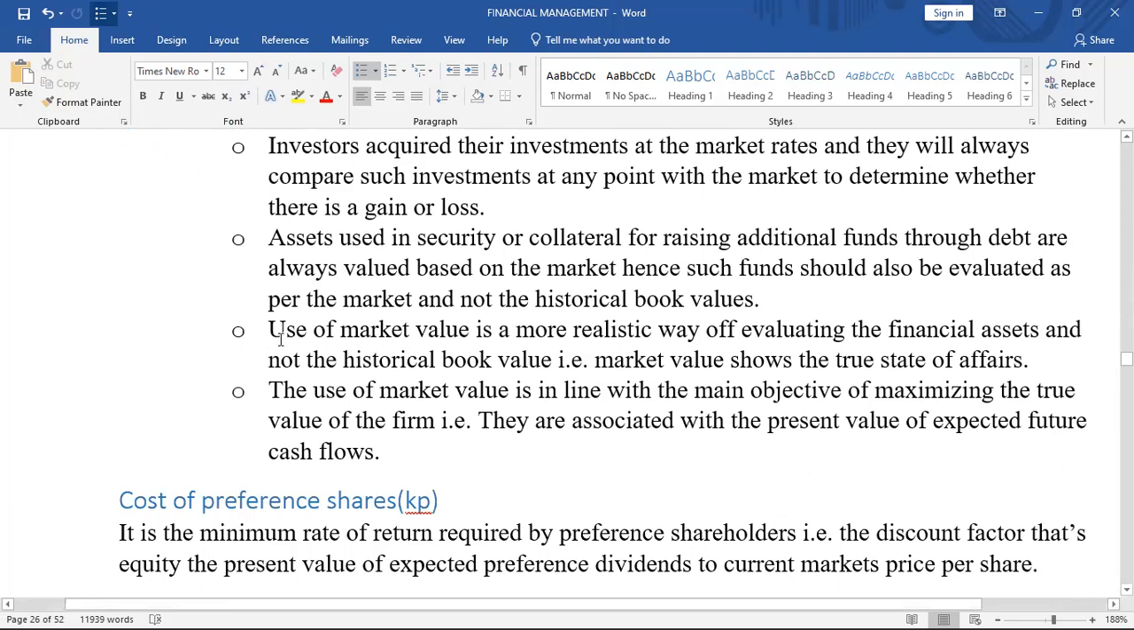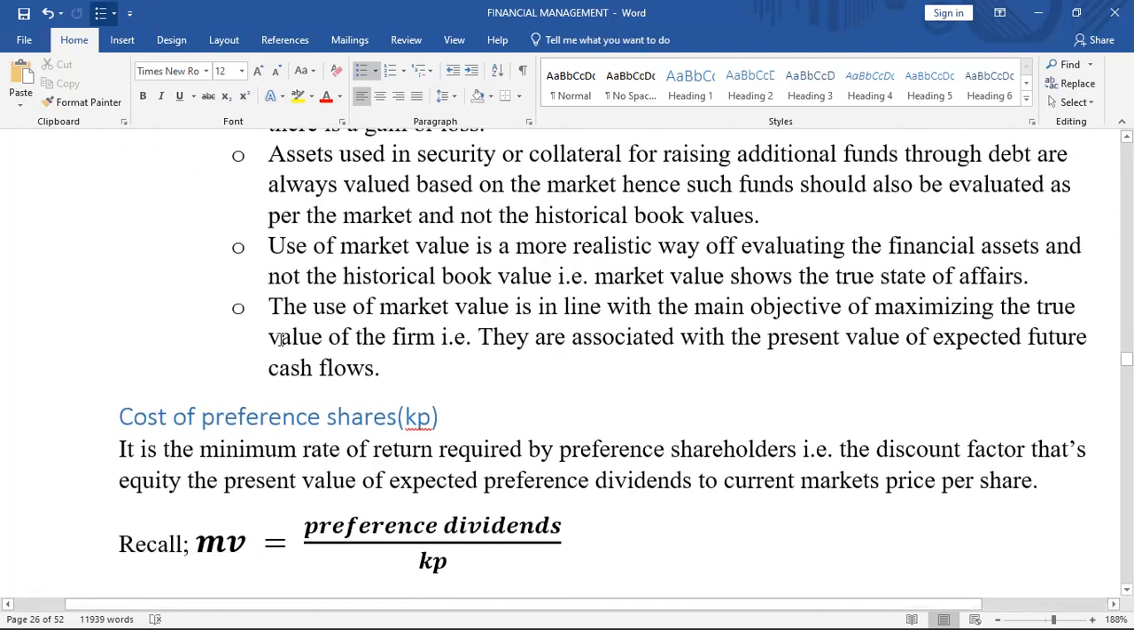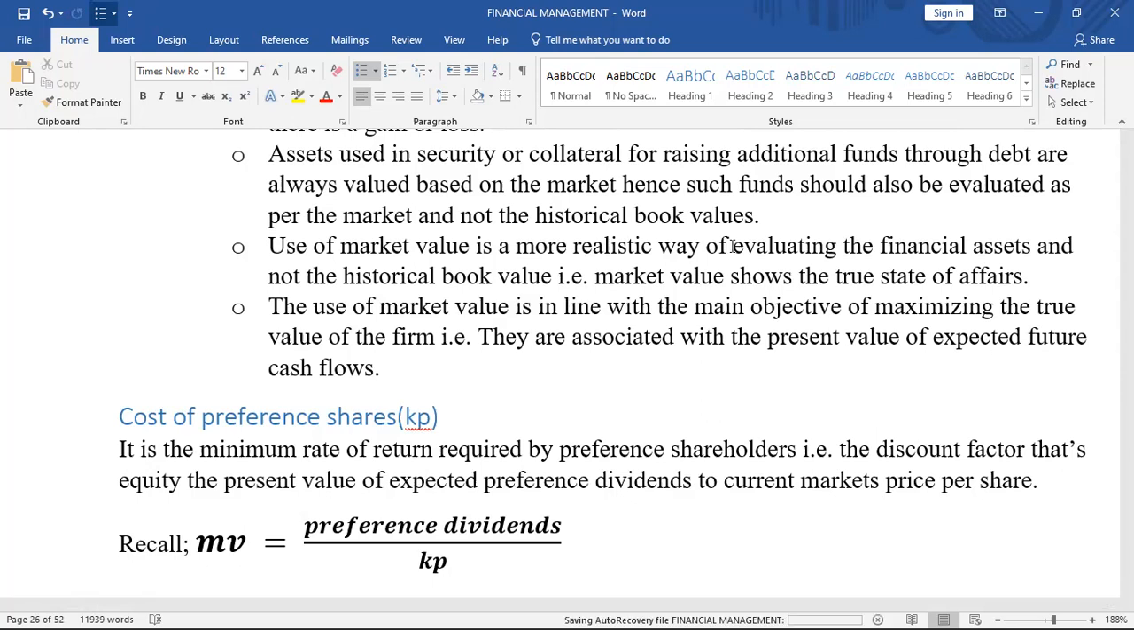Two, assets used as security or collateral for raising additional funds through debt are always valued based on market values. Such funds should always be evaluated as per the market and not historical book values. Use of the market value is a more realistic way of evaluating financial assets, and not the historical book values. That is, the market value shows the true state of affairs.